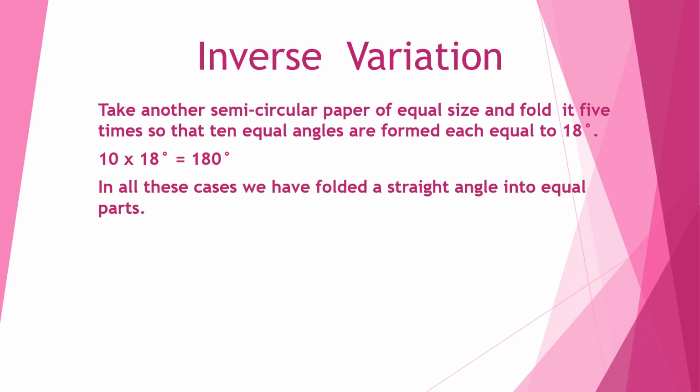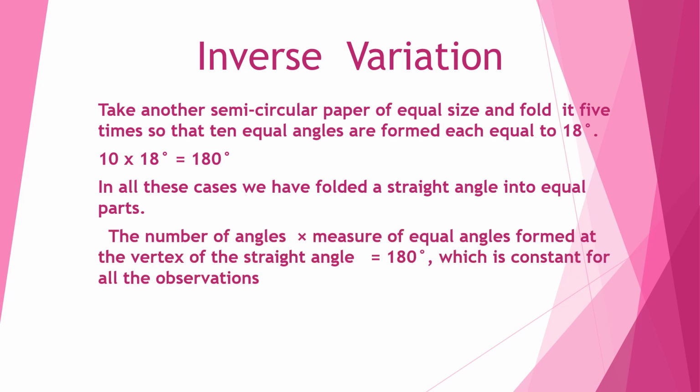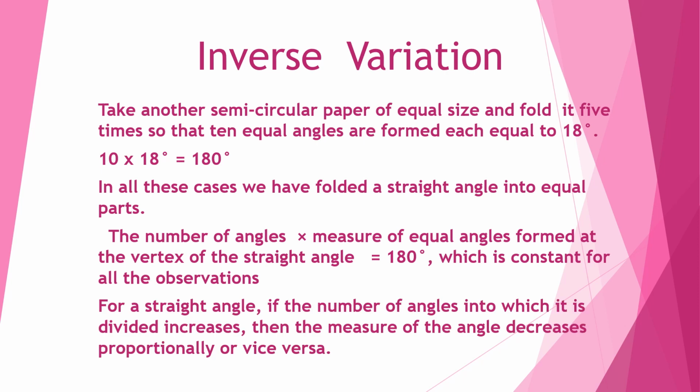Wow! In all these cases, we have folded a straight angle into equal parts. Now the number of angles multiplied by the measure of equal angles formed at the vertex of the straight angle is equal to how much? 180 degrees. Now this is constant for all the observations. For a straight angle, if the number of angles into which it is divided increases, then the measure of the angle decreases proportionally or vice versa.